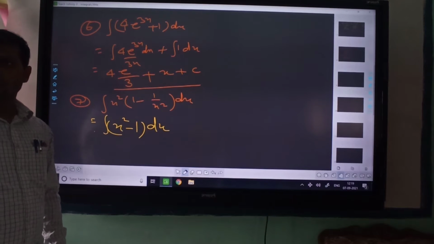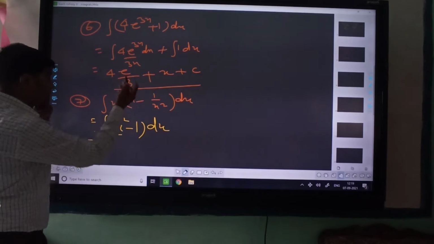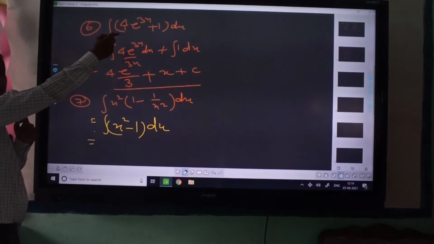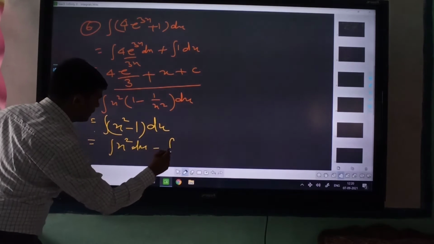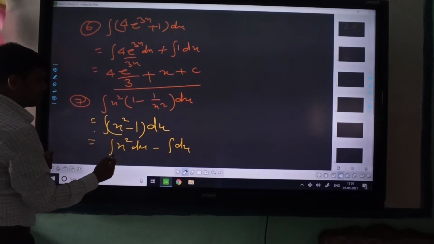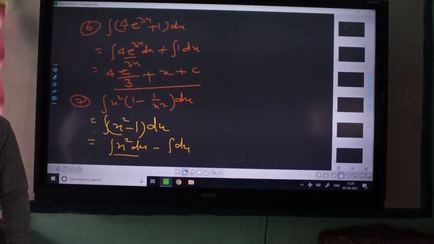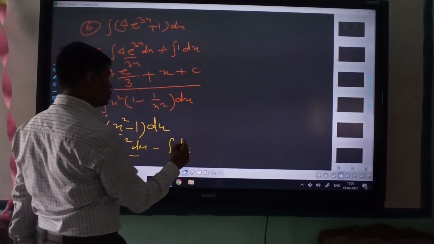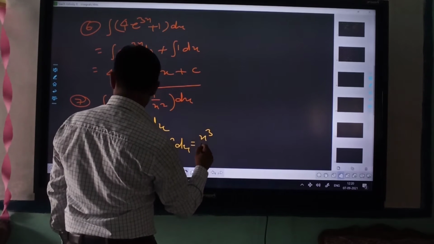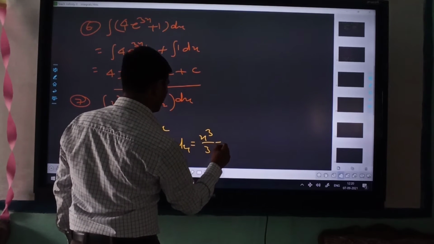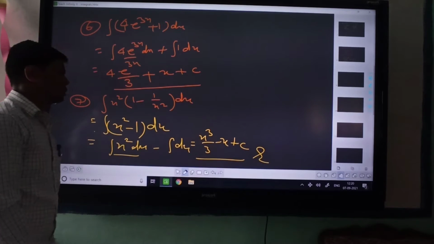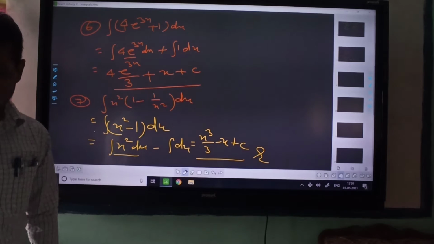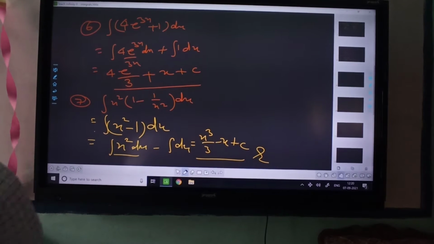Chetri, is it clear? Yes. So now again you can solve this question with this method. That means you can separate the terms: x square dx minus 1 dx. And what is the integration of x square? x cube over 3 minus x plus c. So this is the answer of this question. I think, is it clear? We can take 1-2 more questions from this exercise.